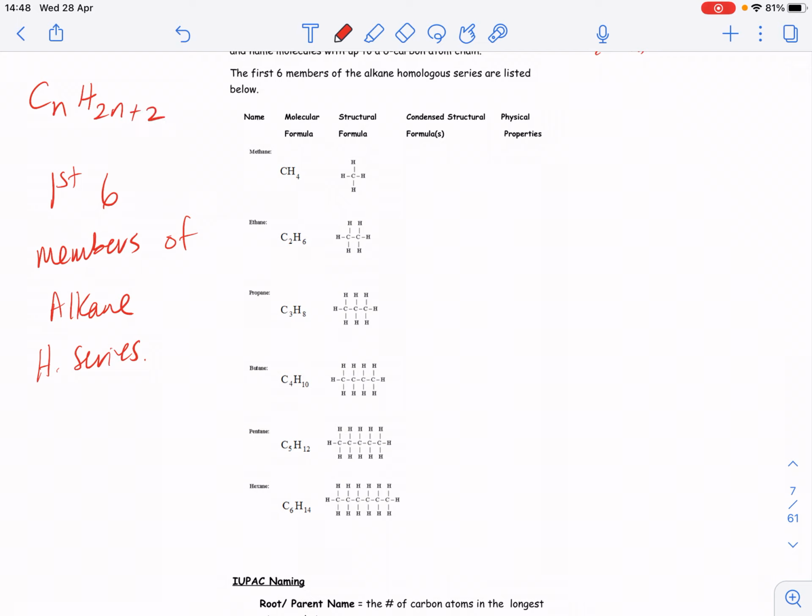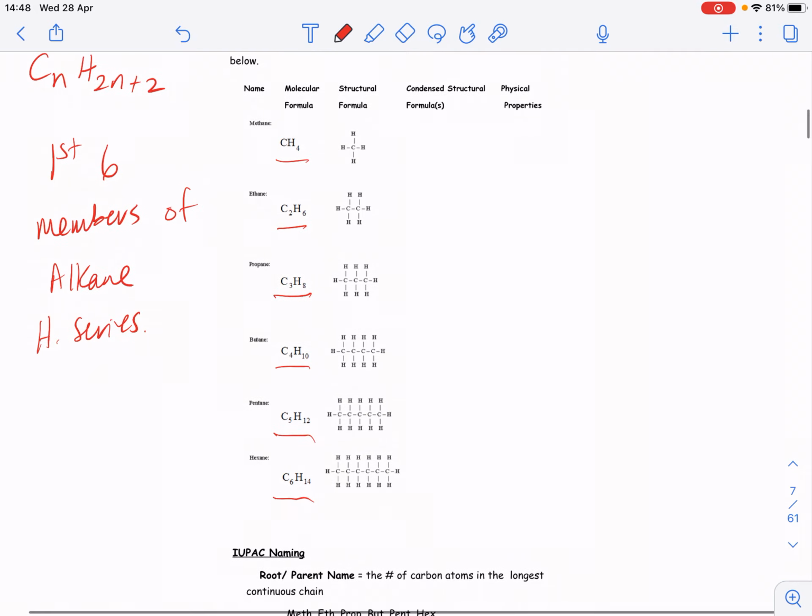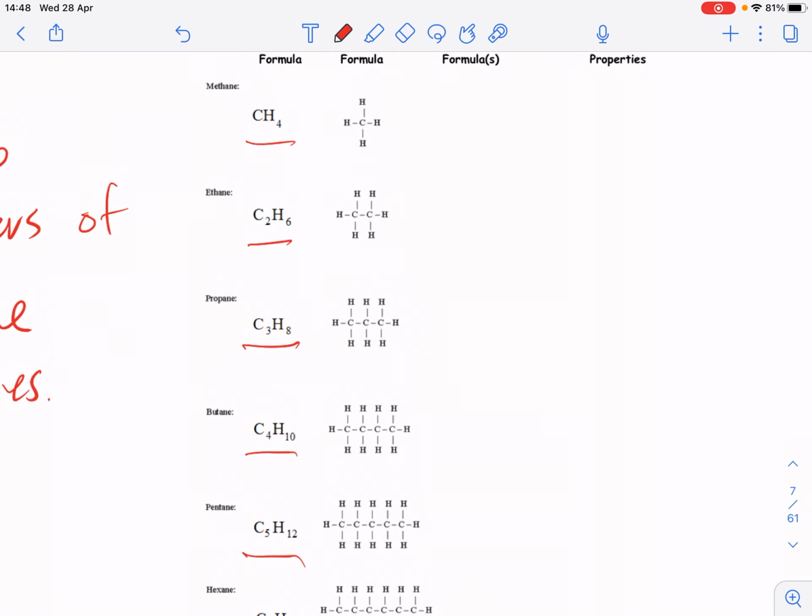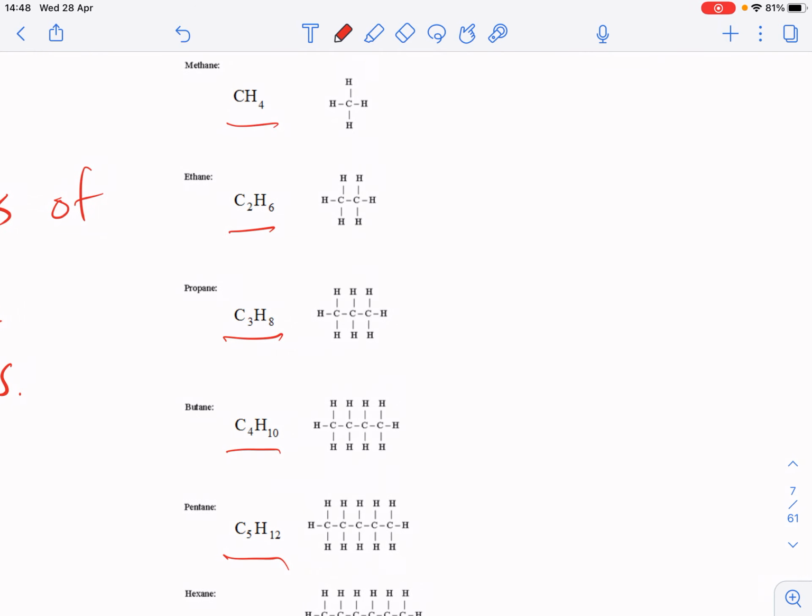If you look at the numbers of carbons and hydrogens, the number of hydrogens will always be twice as many as the number of carbons plus 2 more. So that's what the general formula is. When we name the alkanes, this is going to be a good introduction for naming other molecules. You can see that the number of carbons distinguishes the root or the parent name of the name.